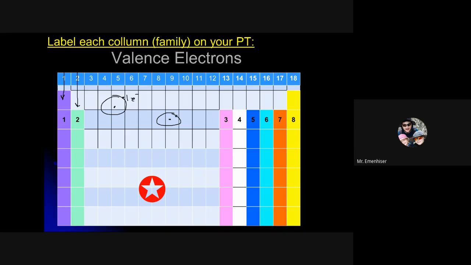Okay, if you're in group 2, that means that your outermost shell has 2 valence electrons in it. So there's 2 of them. There's one there and there's one there. Okay, so both those electrons are in that outermost shell. If you're in group 3, then you have 3 valence electrons. Kind of like boron. Boron's got 3 valence electrons. 1, 2, 3. If you're in group 4, you got 4. Kind of like carbon. If you're in group 5, you got 5, like nitrogen.